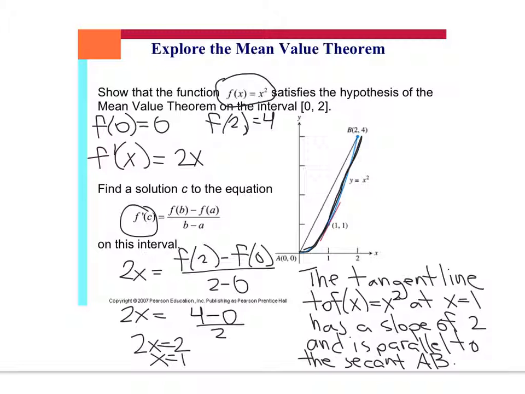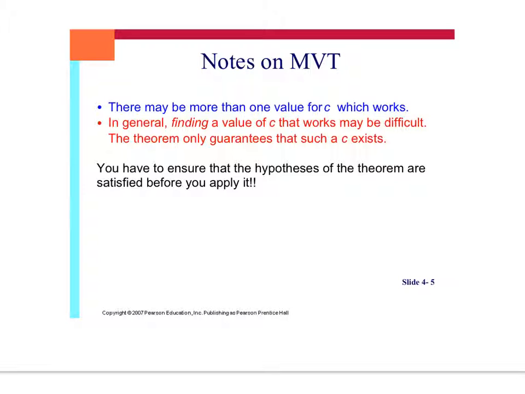So we just found the value where the derivative equals the average rate of change. Now, a couple of notes on the mean value theorem. The mean value theorem guarantees that there will be a value, but there actually could be more than one value. Mean value theorem just guarantees there will be at least one value.